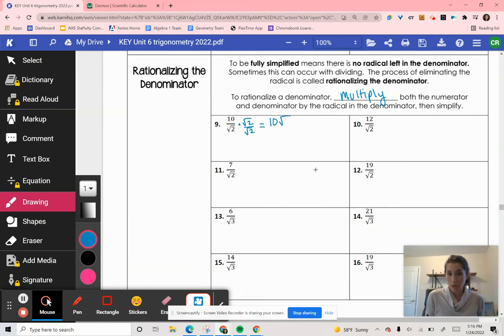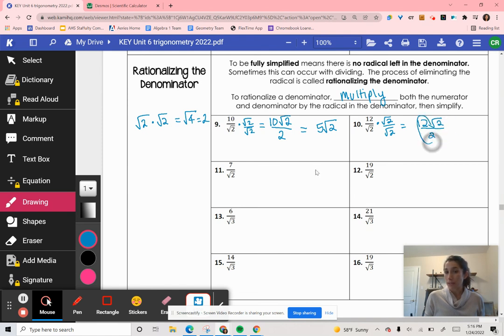That gives us 10 root 2 in the numerator, and it gives us 2 in the denominator, because if you think about it, root 2 times root 2 is square root of 4, and the square root of 4 is 2. So that's why we're multiplying by that. If these two numbers here can be simplified or divided, you would want to divide them. Well, 10 divided by 2 is 5, and this would be our final solution here. Okay, so we can multiply by root 2 over root 2. This would give us 12 square root of 2 over 2.